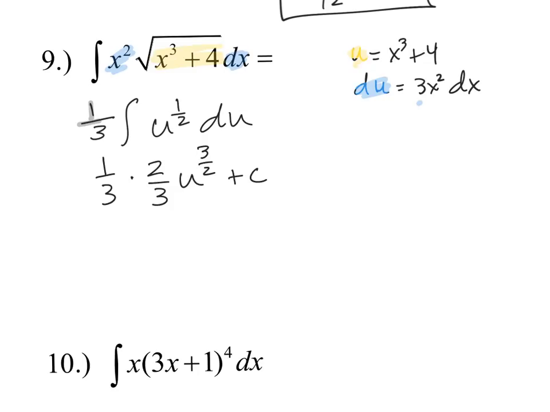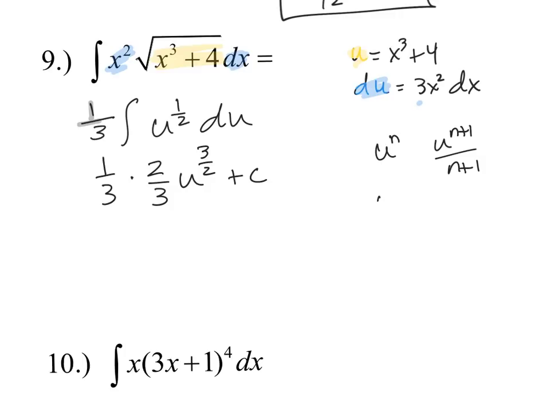Now I'm going to take a minute. If you want to fast forward this part, you can. I just want to make sure everybody knows where the 2/3 and the 3/2 came from. We're using the power property, u to the n. If we're going to find the antiderivative, that would be u to the n plus 1 over n plus 1.